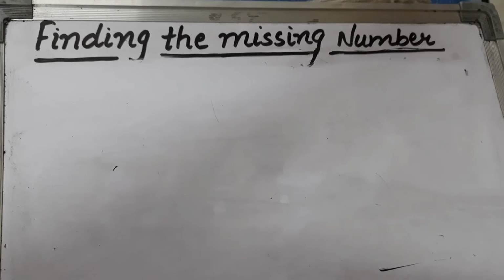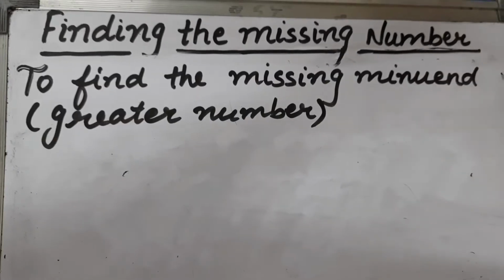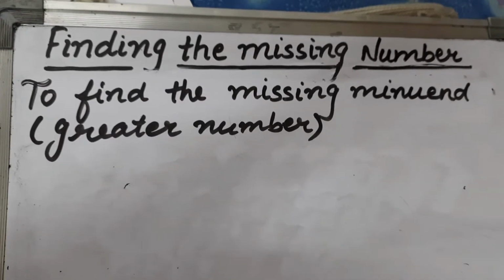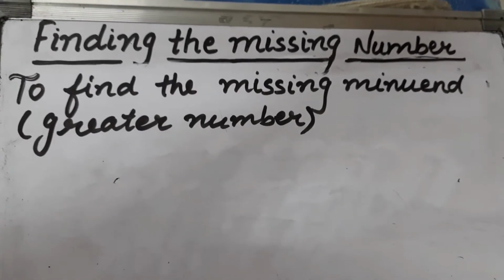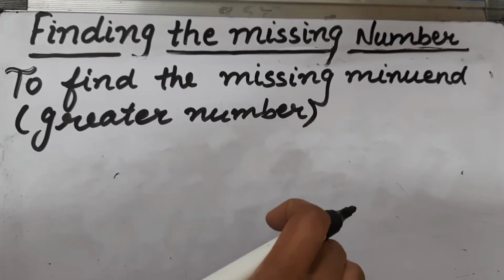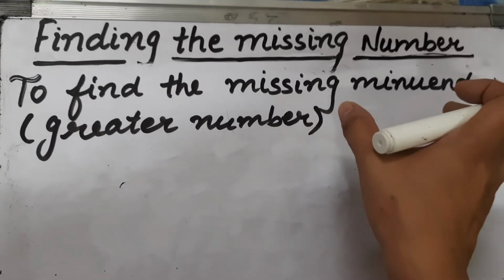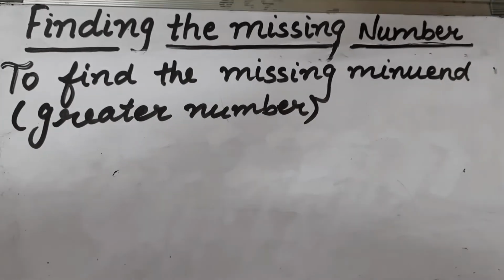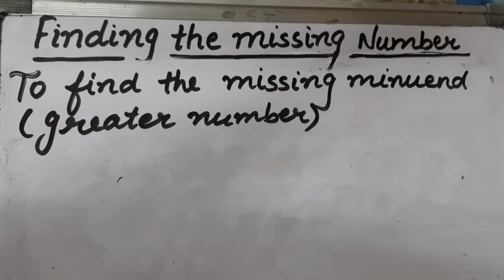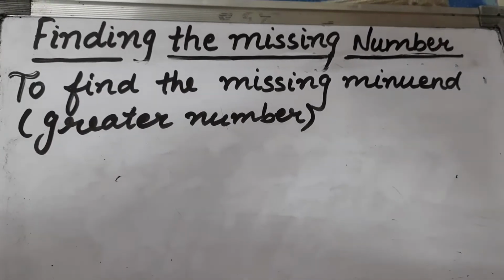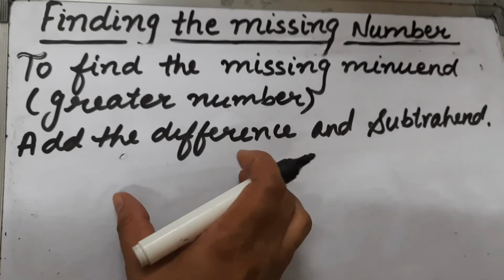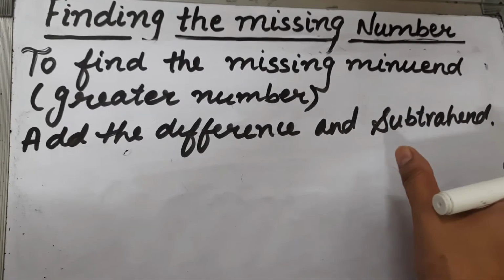How to find the missing number? To find the missing minuend, what do we do? Minuend means the greater number, from which the smaller number is to be subtracted. How do we find the greater number? We add the difference and the subtrahend. How do we find the missing minuend? We add the difference and the subtrahend.